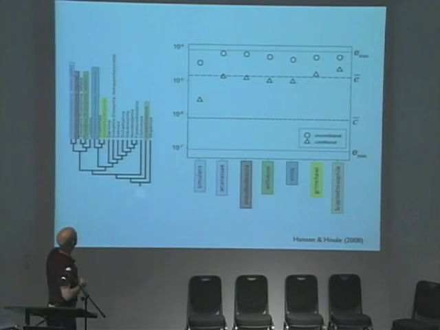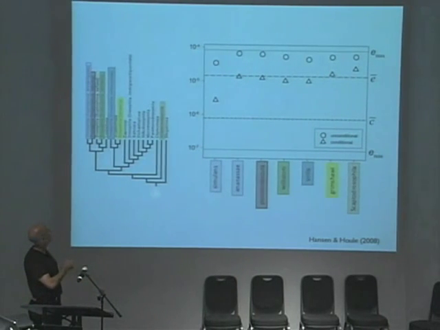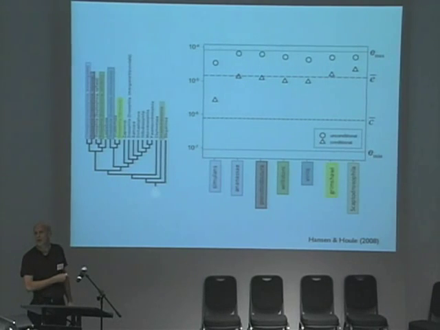What he found, oh, by the way, here's the phylogeny of these animals, and we're talking about phylogeny that goes back to something like 40 or 50 million years ago. So we're talking about, again, pretty good chunks of evolutionary time.